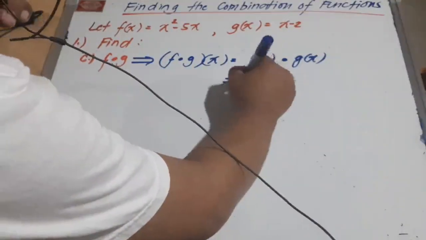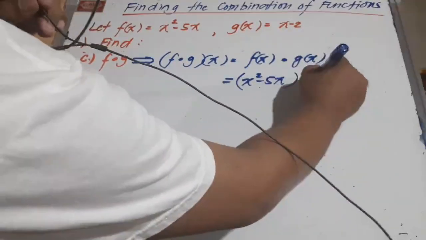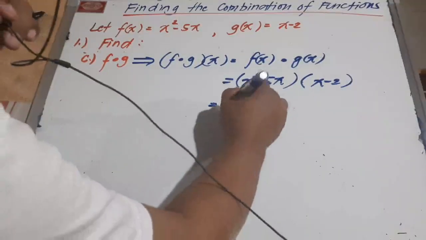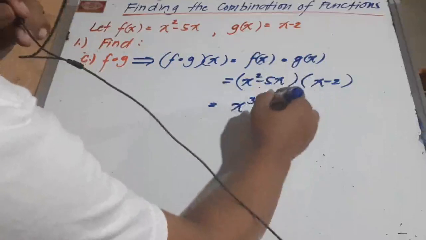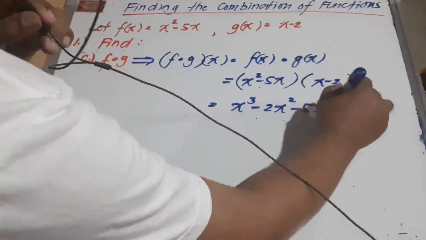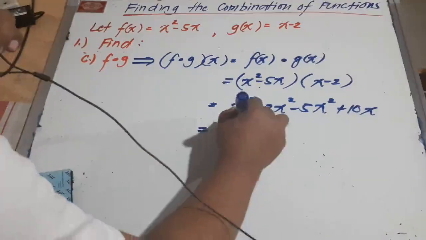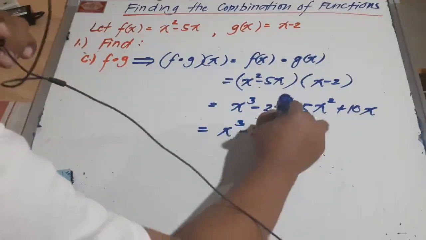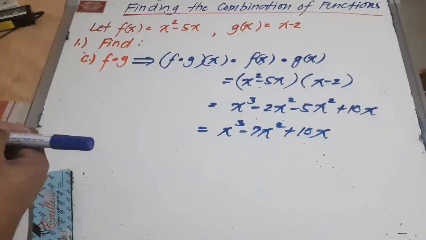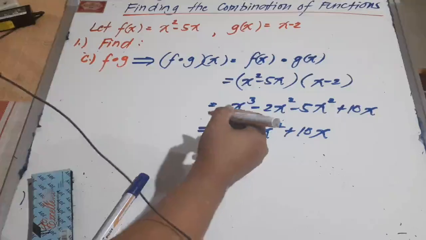And the next is, we substitute the values of the functions. f of x is x squared minus 5x times g of x is x minus 2. And then, product of two binomials, we have x cubed minus 2x squared minus 5x squared plus 10x. Then we combine like terms. x cubed minus 7x squared plus 10x. So that will be the answer dun sa ating number 1C. Okay?